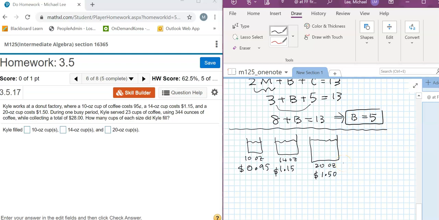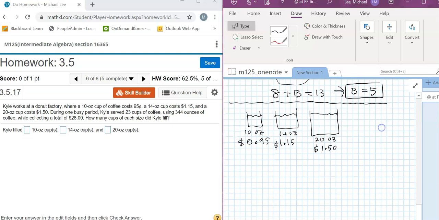Okay. So now, during one busy period, Kyle served 23 cups. So this is X number of cups, Y number of cups, Z number of cups. He sold altogether 23 cups. So X plus Y plus Z equals 23. So X, Y, Z represent what? The number of cups of each size.